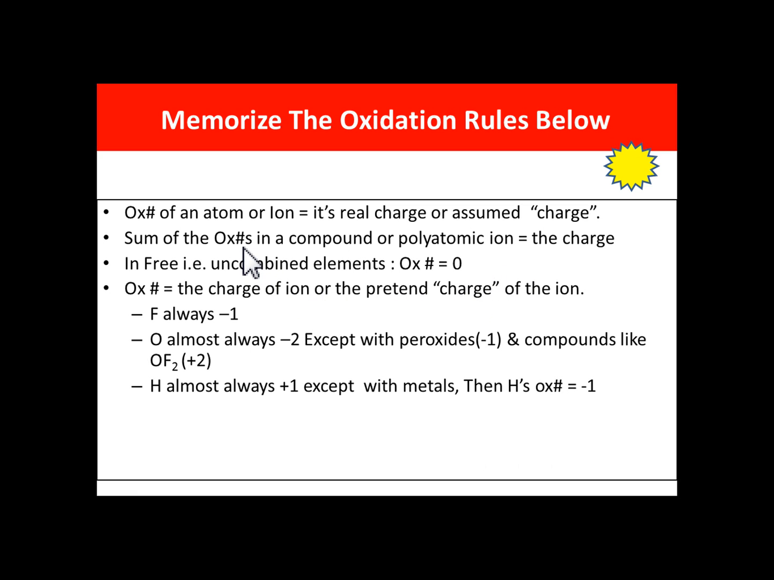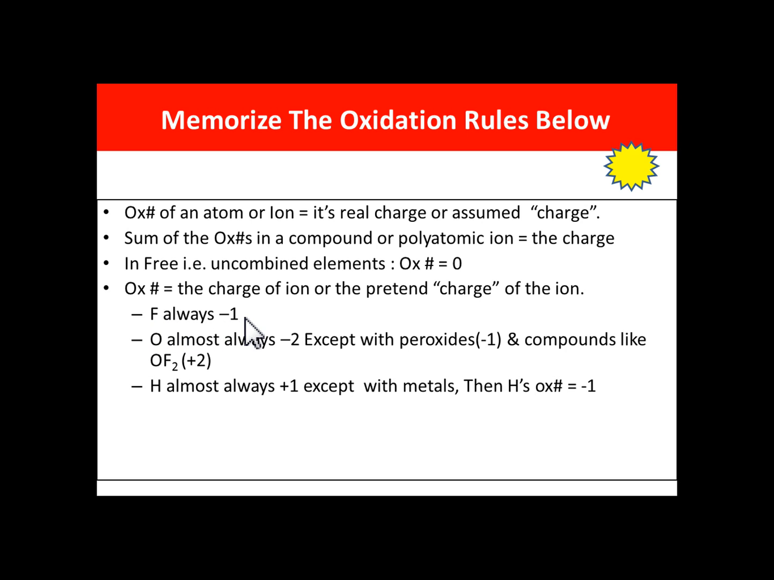Okay, so here are the oxidation rules that I ask you to remember. The oxidation number of an atom or ion is equal to its real charge or its assumed charge. Next, the sum of the oxidation numbers in a compound or polyatomic ion is equal to the charge. Next, in a free or uncombined element such as Cl2, the oxidation number is 0. Now, some special cases, where the oxidation number is equal to the charge of the ion or the pretend charge of the ion, and these you need to remember.